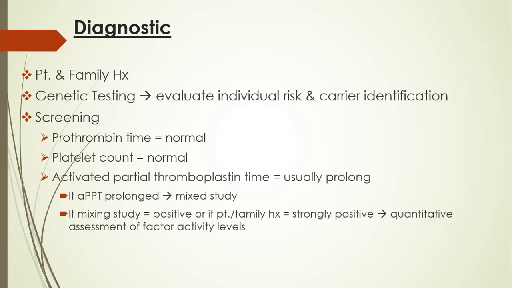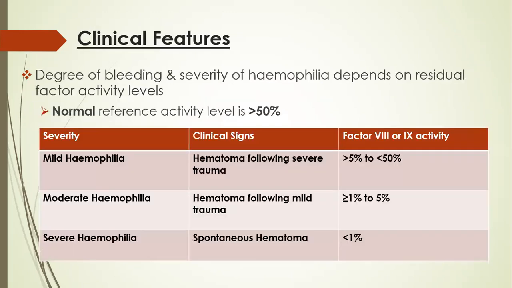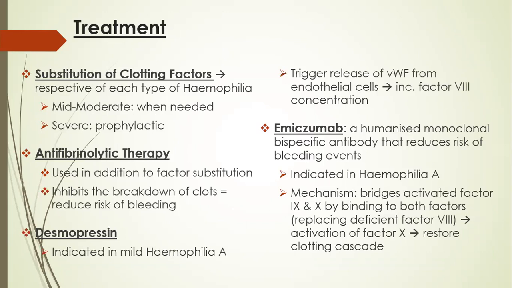So if the aPTT is prolonged, then you go ahead to do a mixing study, and if the mixing study is positive, or if the patient or family history are strongly positive or suggestive of hemophilia, then you do a quantitative assessment of factor activity levels. And as showed before, those are your normal value and mild, moderate, and severe hemophilia.